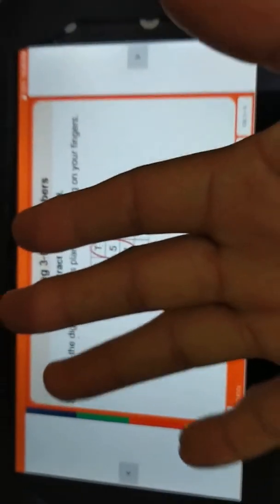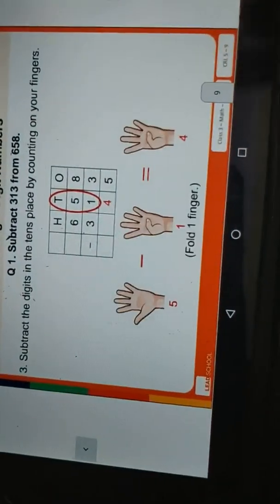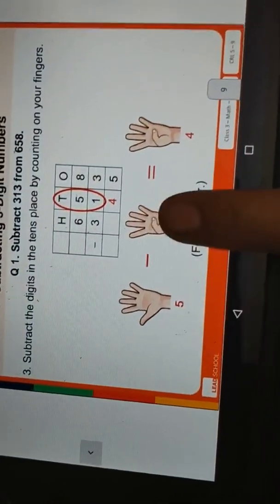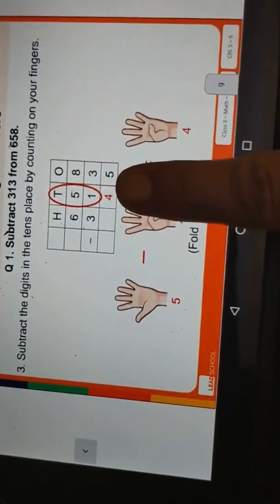Then students, 5 minus 1. So 5 on your fingers. Look at here. We will cut 1. The remaining number is 1, 2, 3 and 4. How many numbers are remaining here? 4. 5 on your fingers, 1 is folded, so the remaining number is 4. So what do we have to write here? 4.